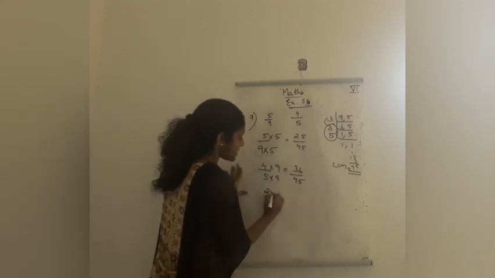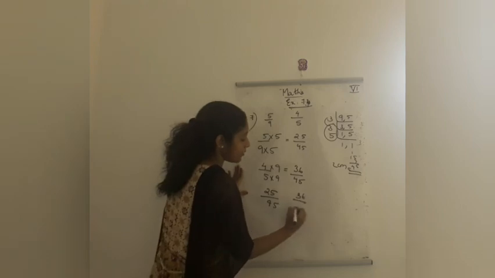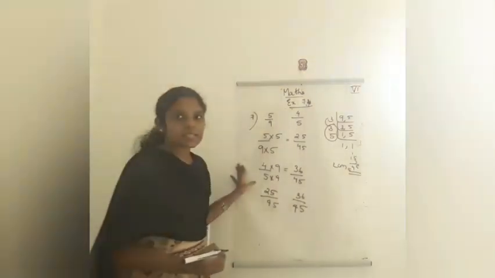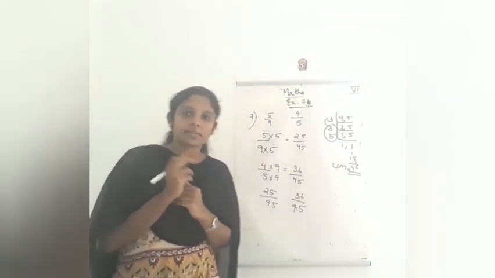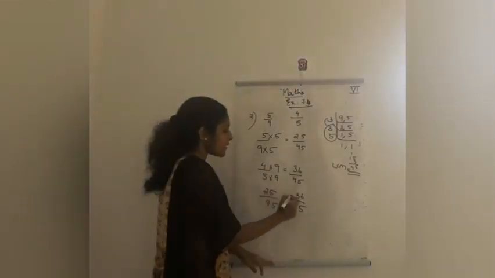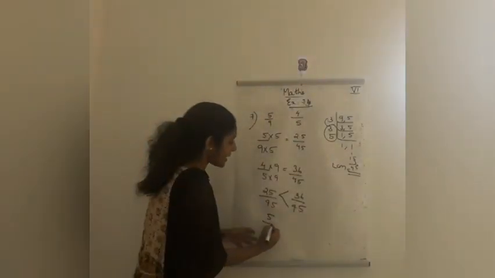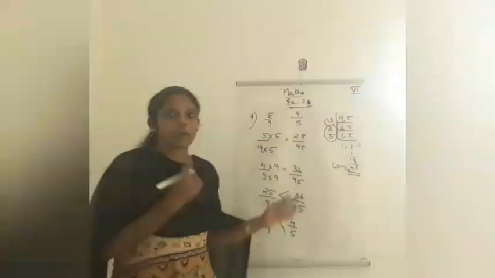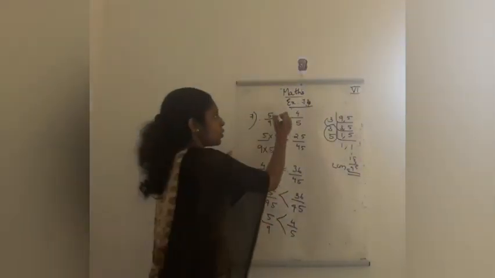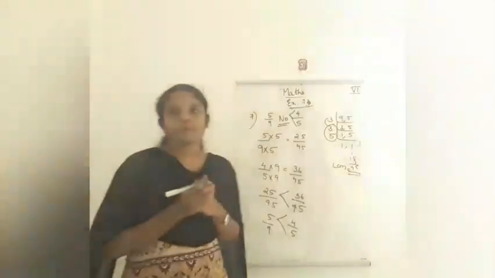Now the denominators are the same: 25 by 45 and 36 by 45. When the denominators are the same, we have to compare the numerators. Whichever numerator is greatest, that will be the greatest number. 25 and 36. 36 by 45 is greatest. So between 5 by 9 and 4 by 5, which is the greatest number? 4 by 5. So are they equal? No, they are not equal. 4 by 5 is greater than 5 by 9.